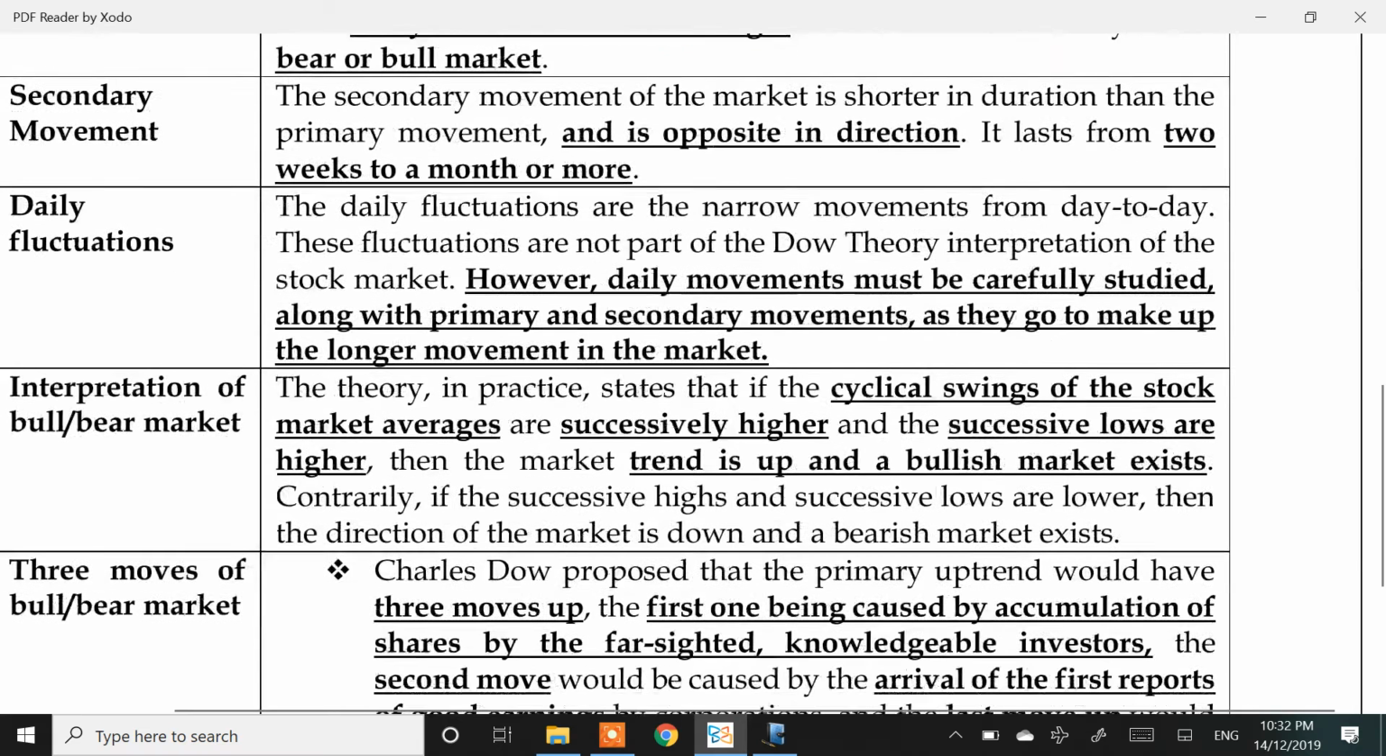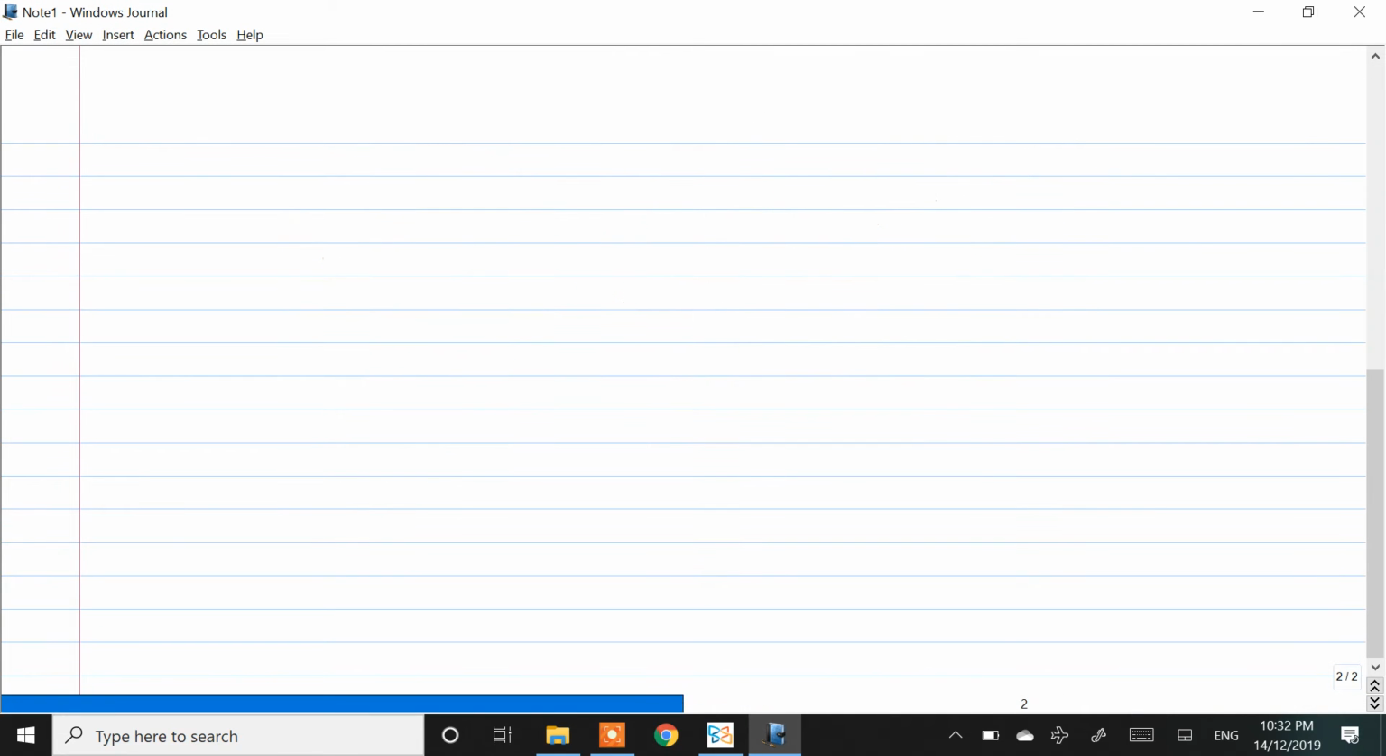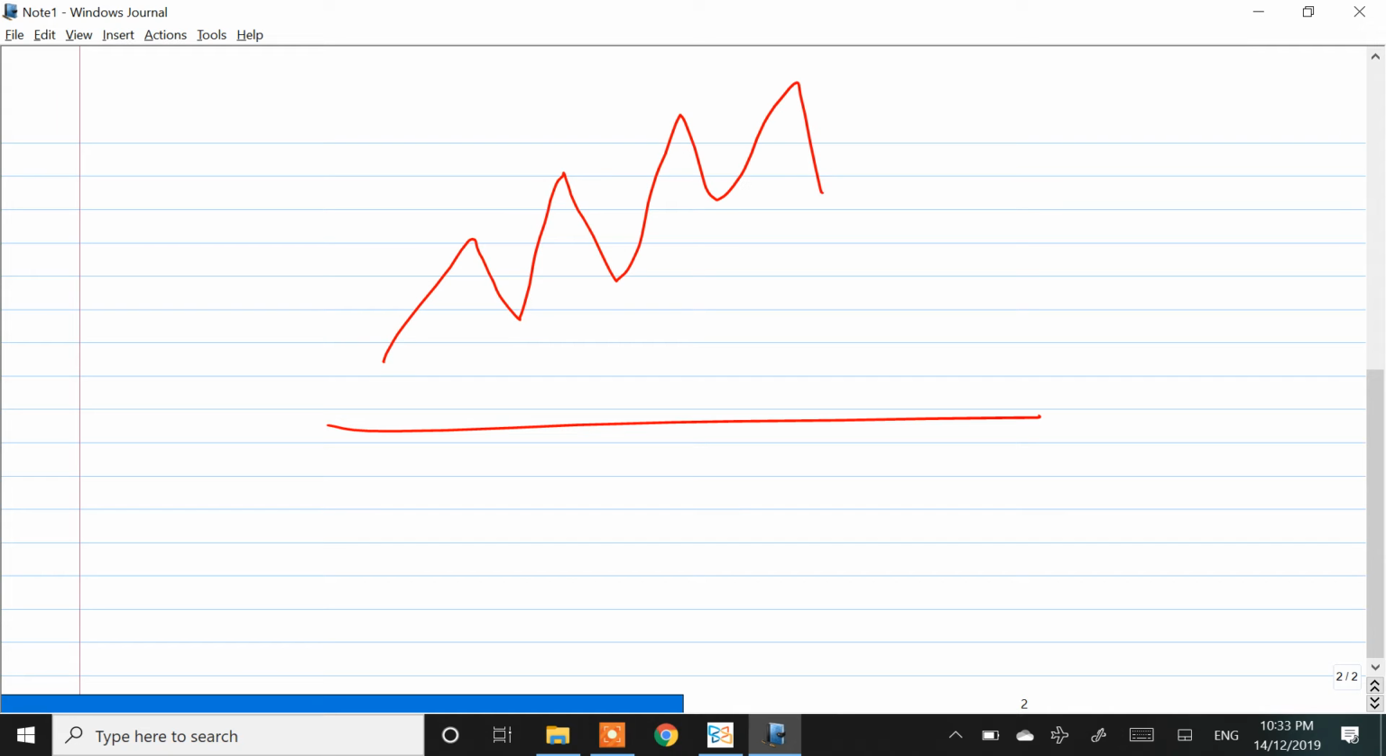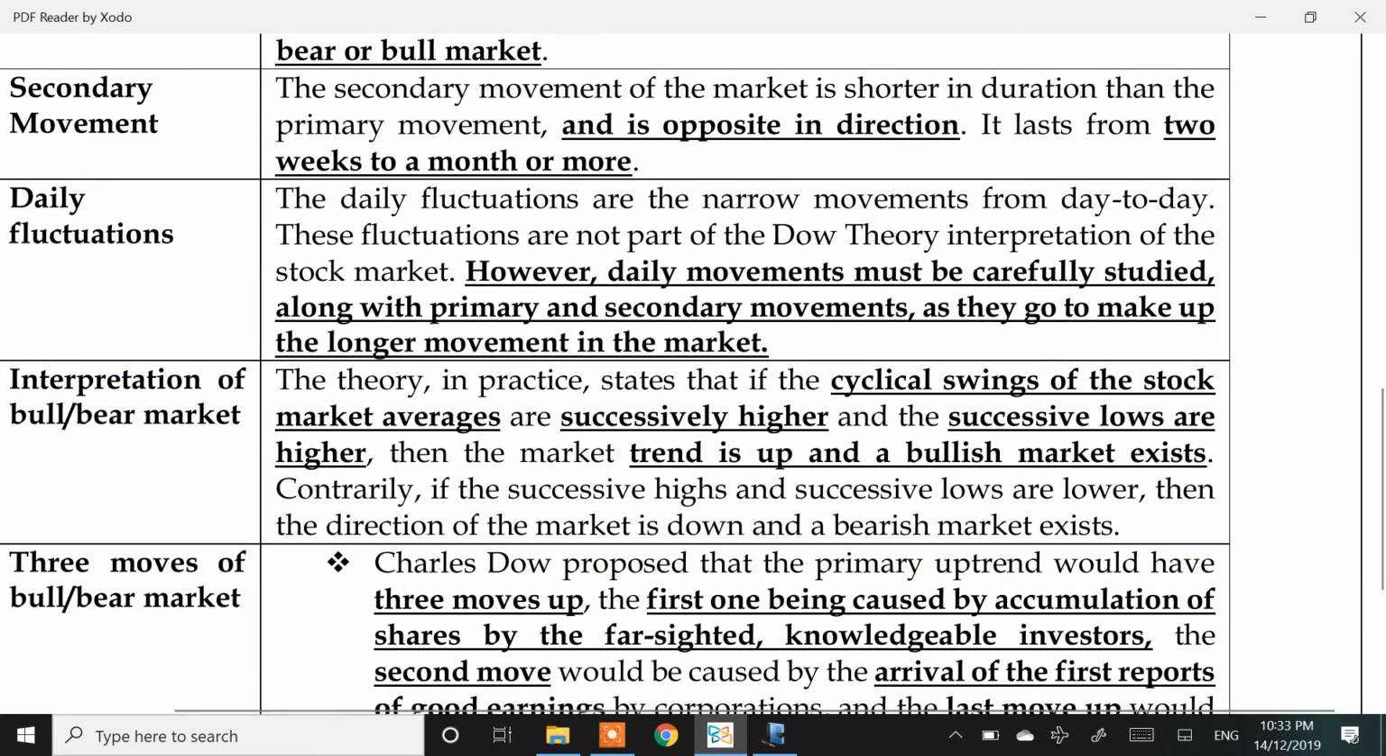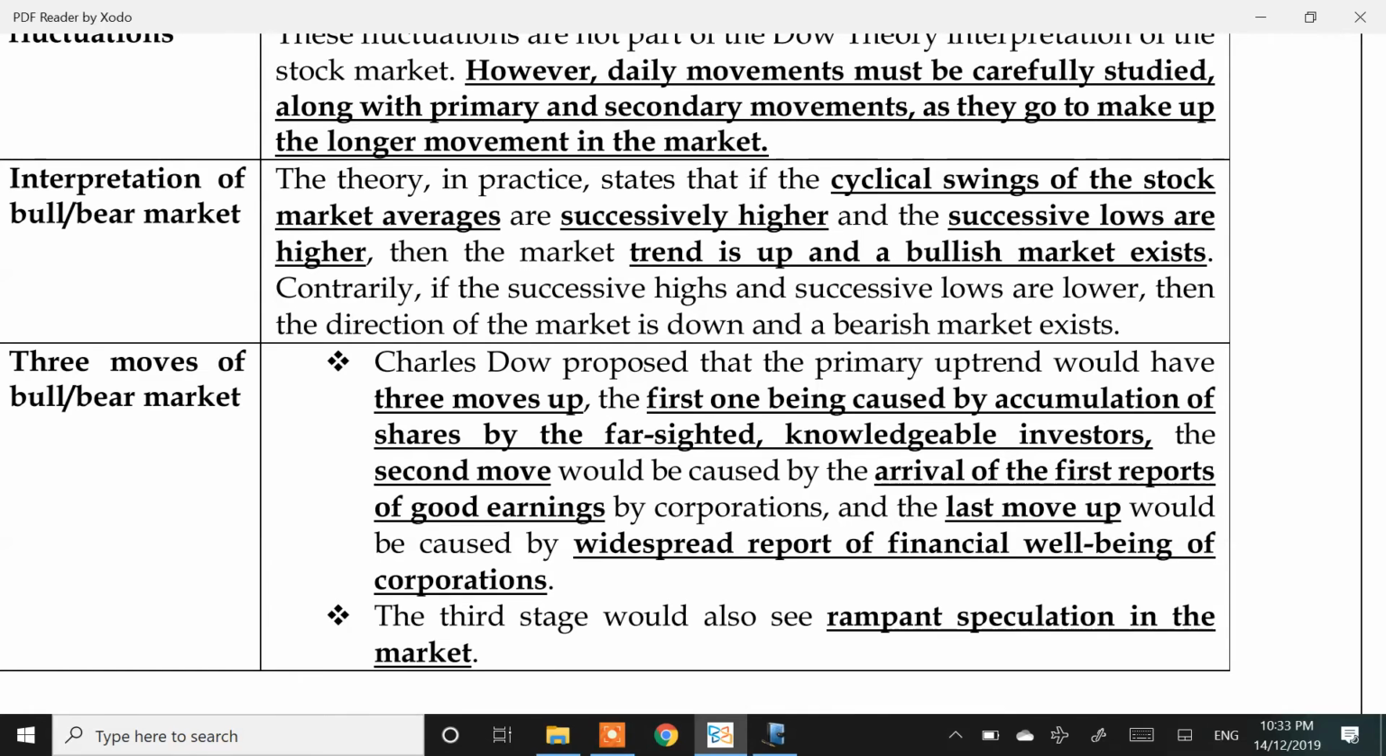Now, the interpretation of a bull or a bear market is this: the theory says that there will be successive ups, then downs will happen, then again ups, downs, ups, downs. If my successive ups and successive downs are higher than the earlier ups and downs, then we are in a bull market. And if my successive ups and successive downs are lower than the earlier ones, then we are in a bear market. So that is what this theory indicated. In practice, if cyclical swings make successive highs and successive lows that are higher, then the market is up and a bullish market exists.